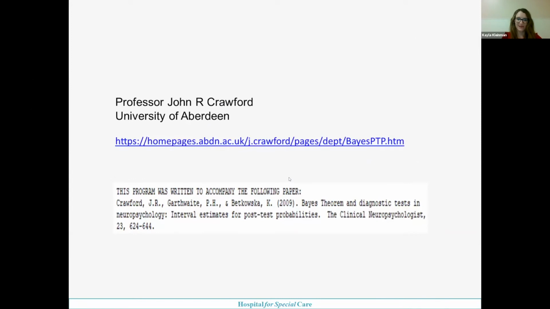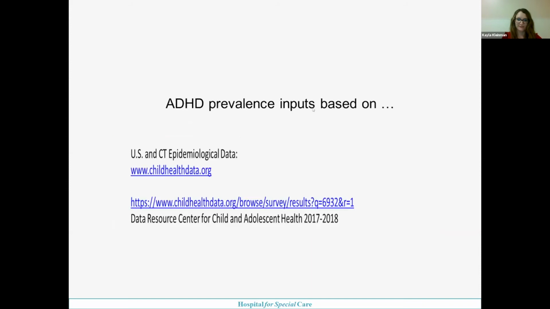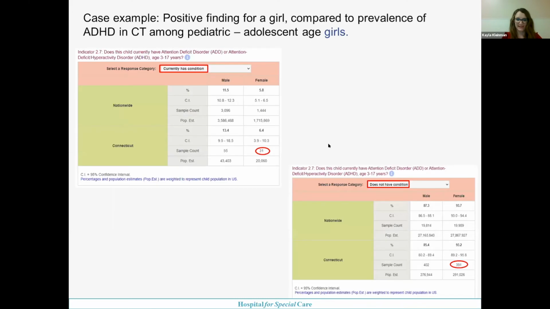So again, the software that we're using in this example comes from Professor John Crawford. And the ADHD prevalence inputs are epidemiological. So we're looking to find the post-test point probability of a girl in Connecticut having ADHD, given what we're just going to call a positive test finding on the Conners measures.